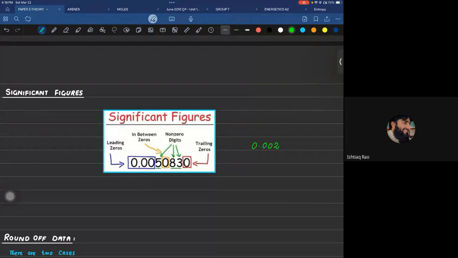Let's suppose I'm saying that you have 0.002, so you have four significant figures. If you have 508, you have three significant figures. If you have 830, three significant figures. This is the significant figures.